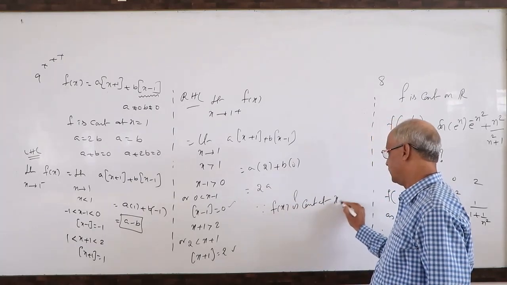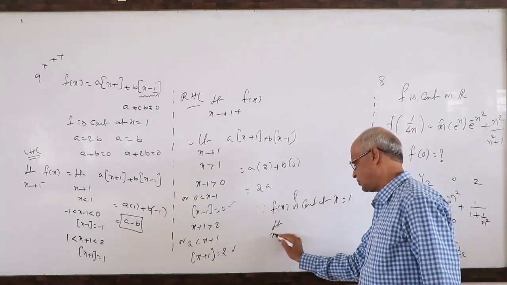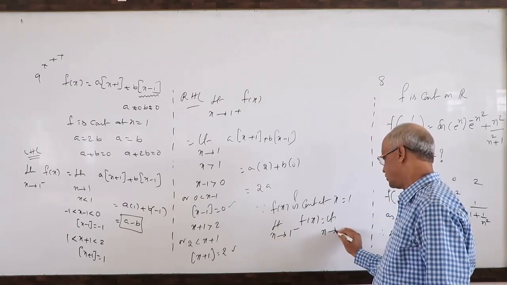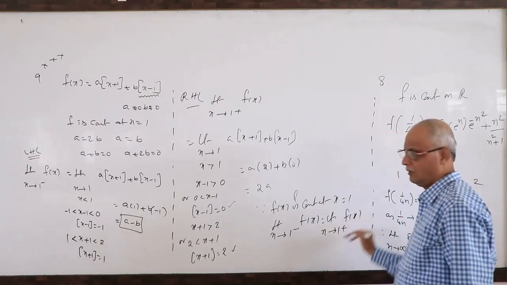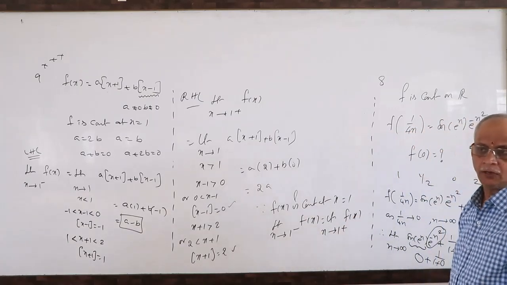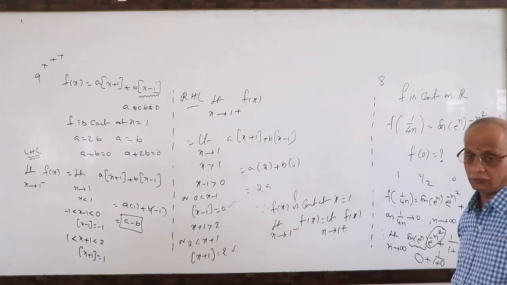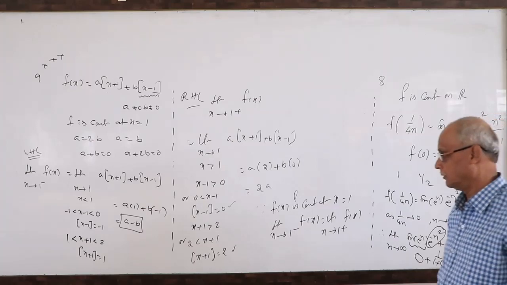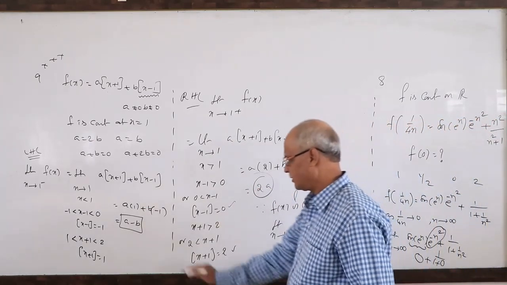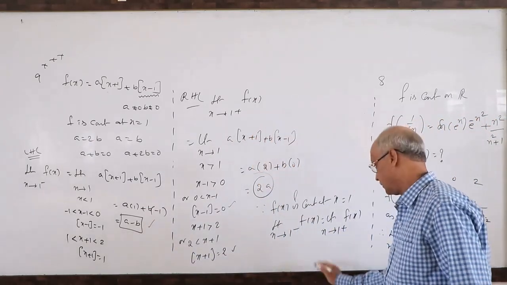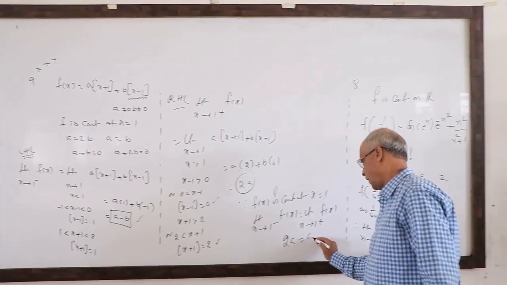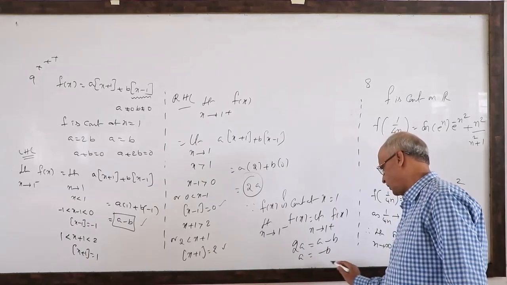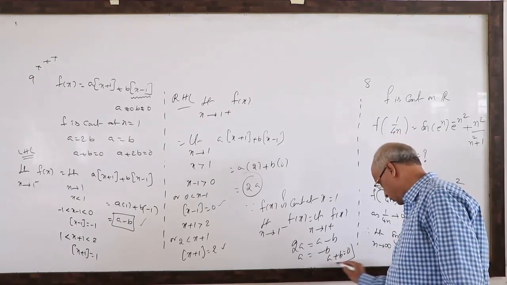Since f of x is continuous at 1, x tends to 1 minus is the same as x tends to 1 plus. What do you observe? Left limit equal to right limit is compulsory, because it is a continuous function. That means 2a must be equal to a minus b, or 2a minus a equal to minus b, or a plus b equal to 0.